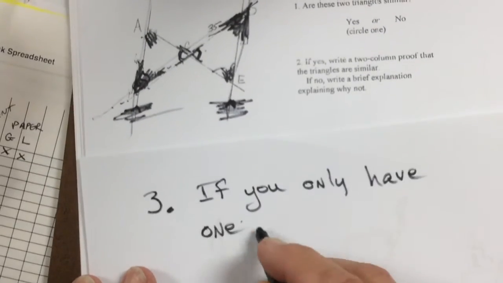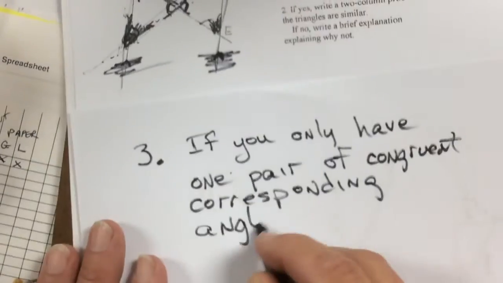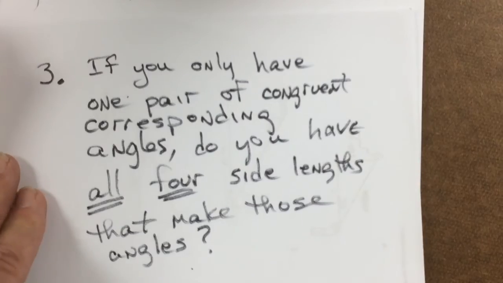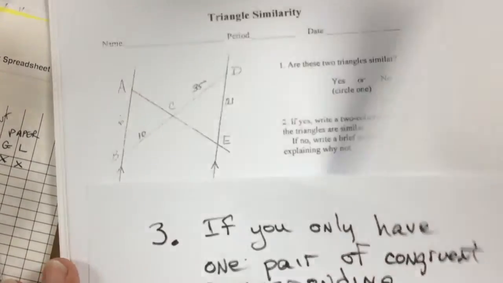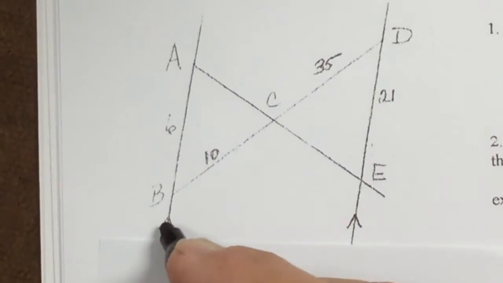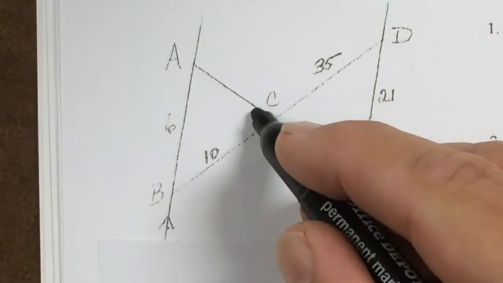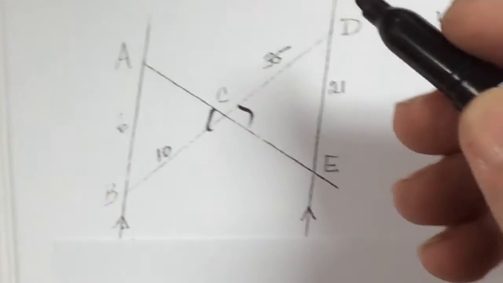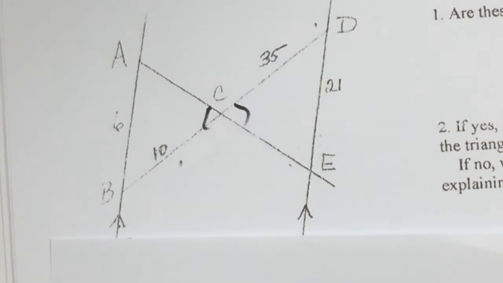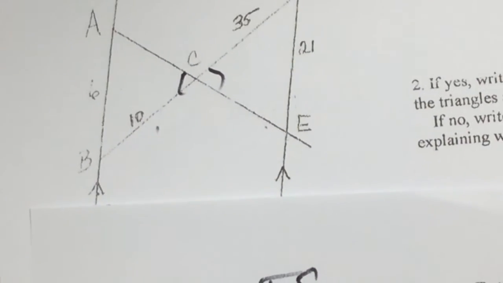So here is what you ask the third time. If you only have one pair of congruent corresponding angles, do you have all four side lengths that make those angles? Well, if we're looking here, and let me get a copy of this that I haven't written all over. If this wasn't here, and all we had was this, the answer would be no. We've got this side and this side, but we don't have this side and this side. At which point, if the answer to all three of those questions is no, you're done. You do not have triangles that you can prove are similar.